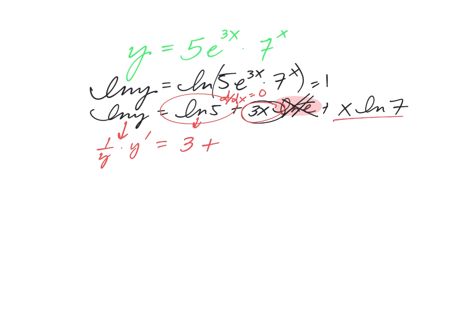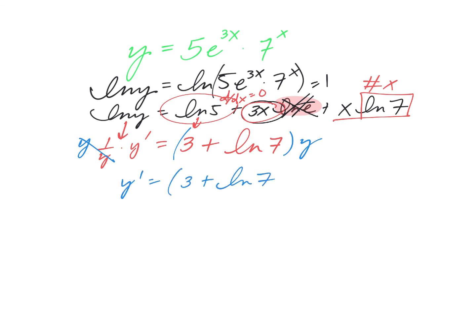And the derivative of x natural log 7 is some number times x, and the derivative of a number times x, since the derivative is the slope, is just the number, the natural log of 7. I can then multiply both sides by y using my parentheses carefully. And then my final step will be to put that original function back in place of y. And I've got my final answer.